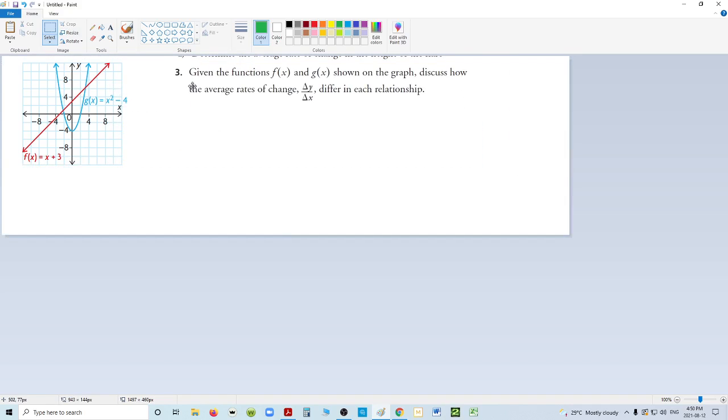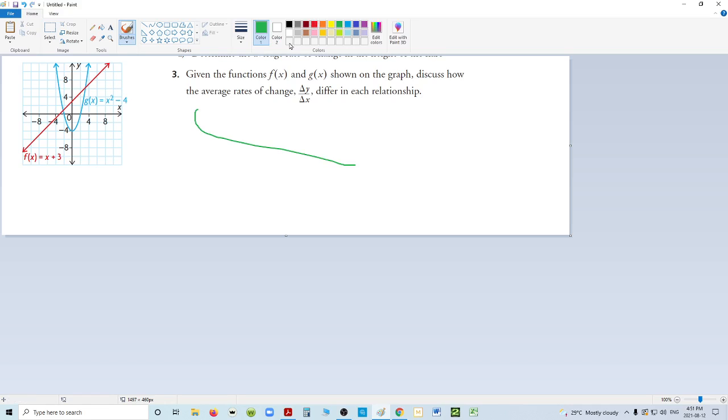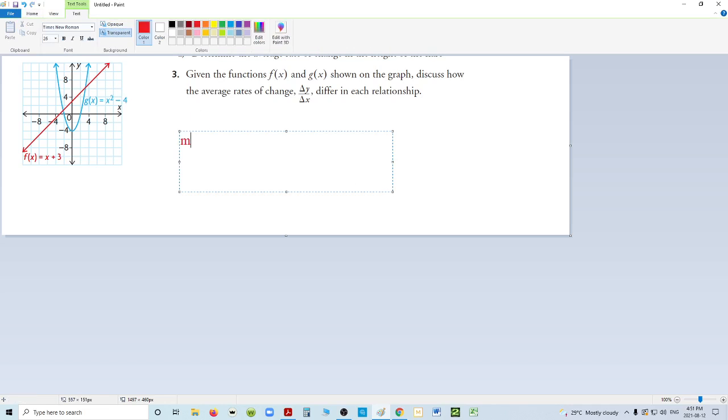Okay, this is a straight line. f of x equals x plus 3. So it's easy to see the slope of this line. There's a 1 in front of that x, which means the red slope, m of the red line, equals 1. Discuss how the average rate of change differs in each relationship. Well, the average rate of change for the line will always be, the average rate of change will always be 1.